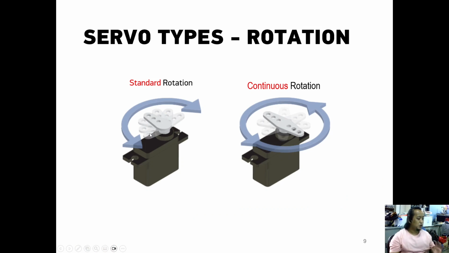There are two types of servo rotation. The standard rotation is more than 180 degrees, but not more than 270 degrees. This is the first type, and the other type is continuous rotation. It can move continuously, and we can still have the desired position.